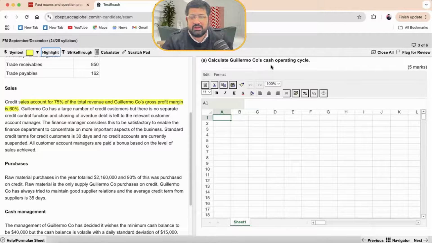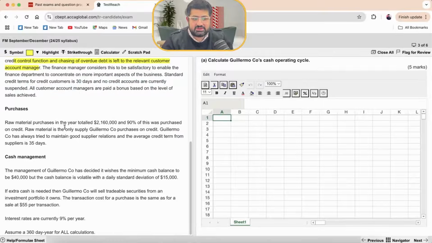So cash operating cycle is basically all the inventory related days. Then we add the receivable days and then deduct the payable days. So all this data is relevant to those formulas. So G company has a large number of credit customers, but there is no separate credit control function, and chasing of overdue debt is left to the relevant customer account manager. So this is the point. Another point, the finance manager considered this would be satisfactory to enable the finance department to concentrate on more important aspects of the business. Standard credit terms for the customer is 30 days, and no credit accounts are currently suspended. All customers' account managers are paid a bonus based on the level of sales achieved.